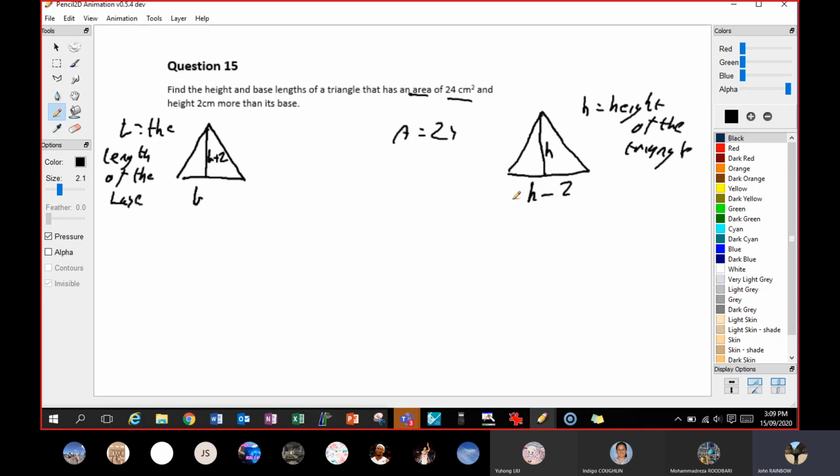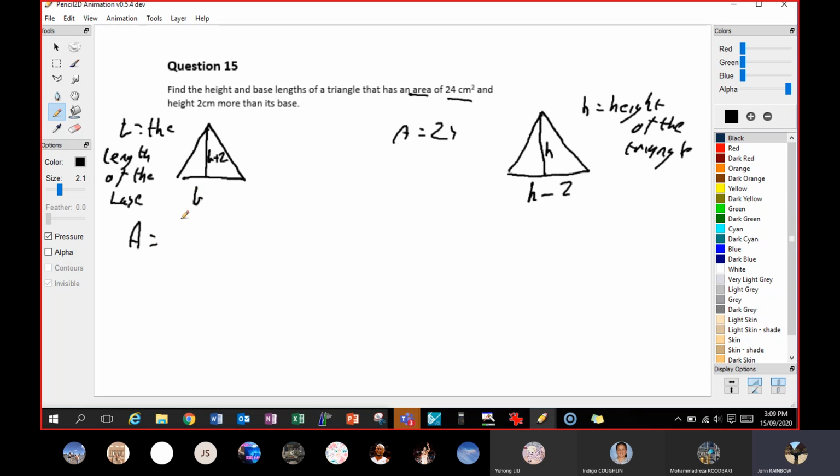Now, it doesn't matter which way you go about doing this, they'll both lead you to the same answer. You can define it as the base or the height. I'm going to go with this one to start off with. We'll have a look at both of these. So if we've got the base, well, we know the area, because we're given the area, so that will help us solve for b.